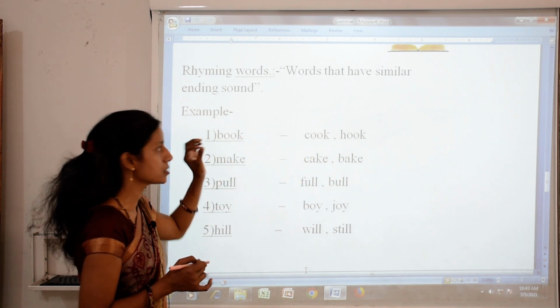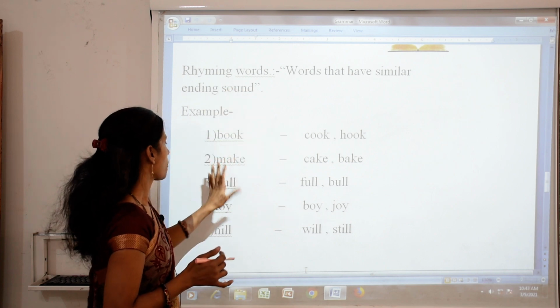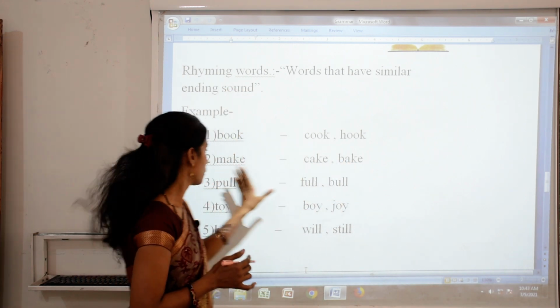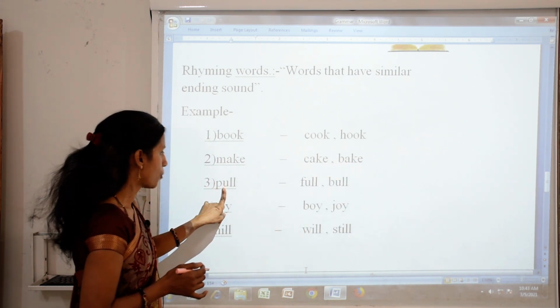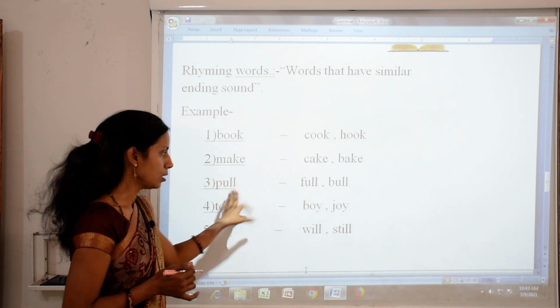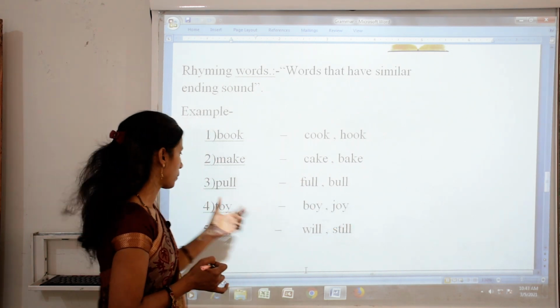Same sound. When the ending sound is the same, similar sound, that's called rhyming words. Second example, make, cake, bake. Make, cake, bake. Okay. And next, pull, full, bull. P-U-L-L, pull. F-U-L-L, full. And B-U-L-L, bull. Okay. That is a rhyming word.